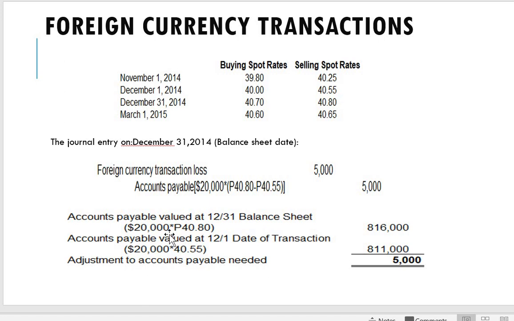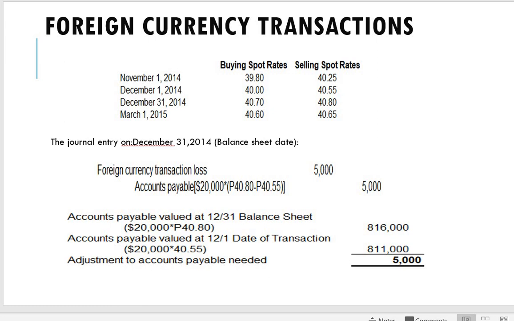Our accounts payable, being a monetary item, should be revalued at December 31 at 20,000 times the closing rate of 40.8, which is 816,000. The accounts payable at the transaction date was 811,000, so it increased by 5,000. When our payable increases, that is a loss. So we debit foreign currency transaction loss and credit accounts payable for 5,000.